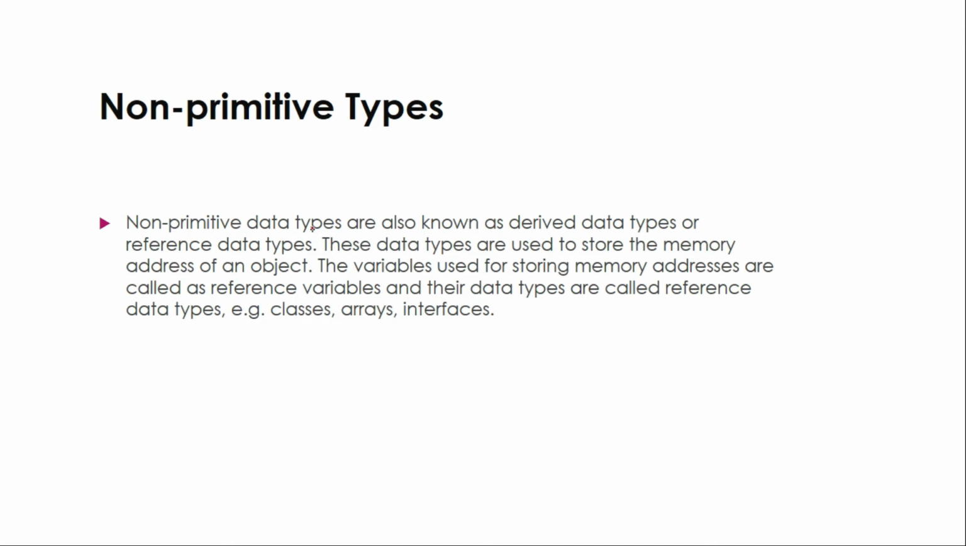Non-primitive type. Non-primitive data types are also known as derived data types or reference data types. These data types are used to store the memory address of an object. The variables used for storing memory addresses are called reference variables, and their data types are called reference data types. For example, classes, arrays, or interfaces.